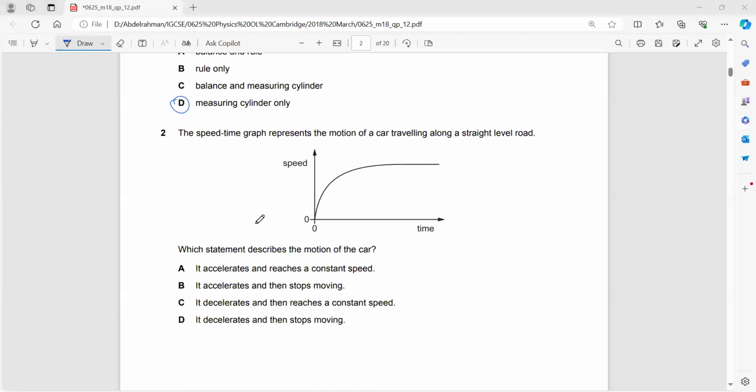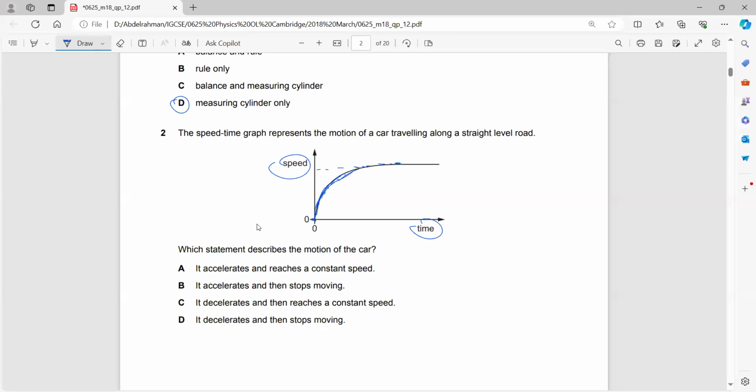Question 2. Which statement describes the motion of this car? We have a speed-time graph. What is happening to the speed? Initially, the speed is increasing. You cannot say that it is decelerating. It was zero. It kept on increasing until it reached some speed. So initially, the speed was increasing from zero to the maximum speed.